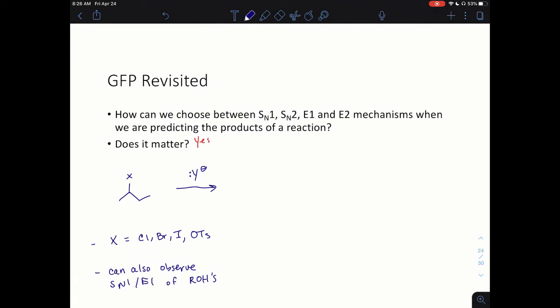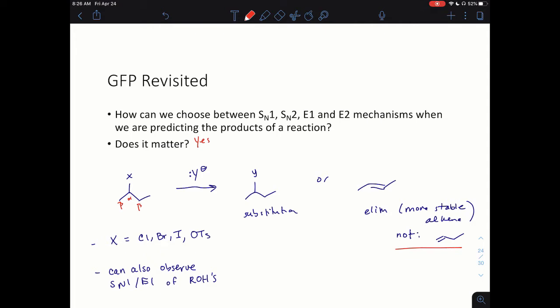So first of all, we need to decide, well, is it going to be a substitution? Or is it going to be an elimination? If it's an elimination, we're probably going to see the more stable alkene. So I chose to deprotonate to make the disubstituted alkene rather than the monosubstituted alkene, even though we could have, right? And then you can think about the times where you can get the less substituted alkene on your own. So first of all, we have to decide, is it going to be the substitution product or is it going to be the elimination product, the alkene?